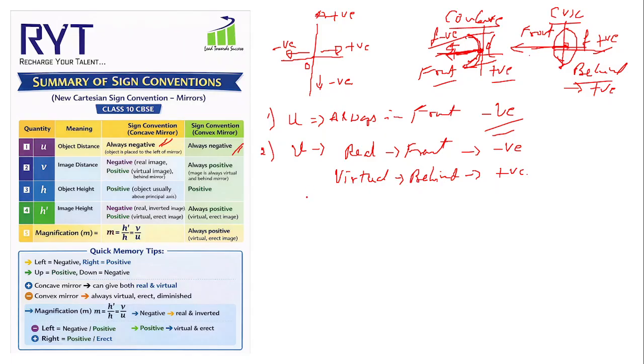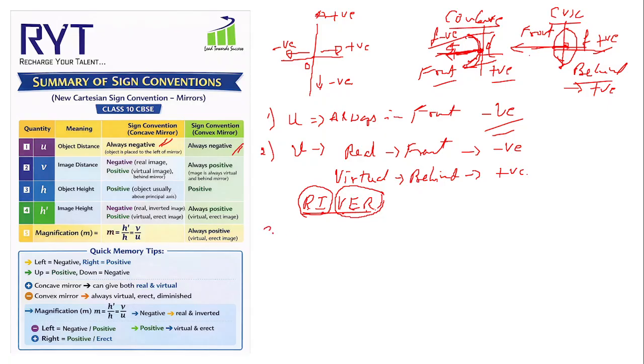To remember both together, you can remember this logic. Real inverted and virtual erect. River. Remember this concept, river. Real will always be inverted, virtual will always be erect only. It can never be possible that real and erect or virtual and inverted. Real and inverted is one combination, virtual and erect is another combination. So real and inverted, virtual erect, you can remember them together as river.